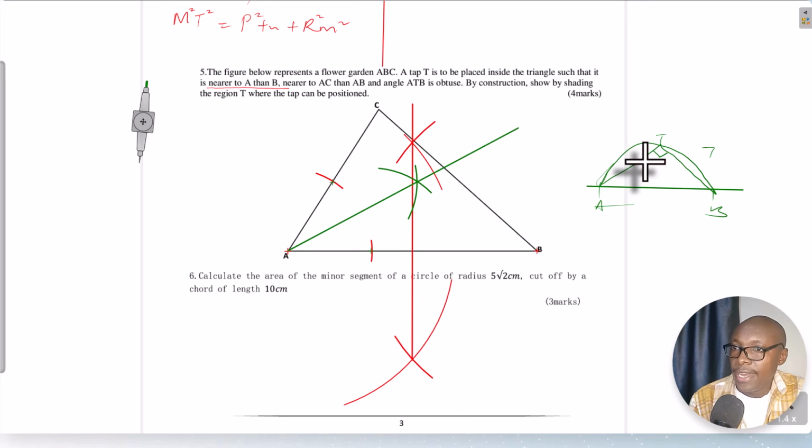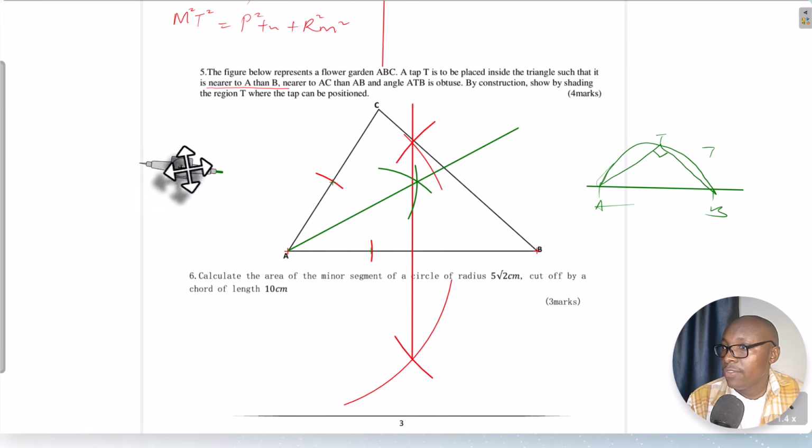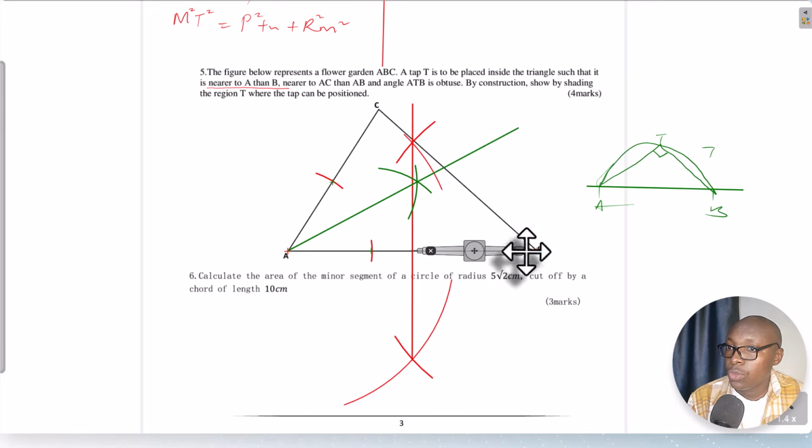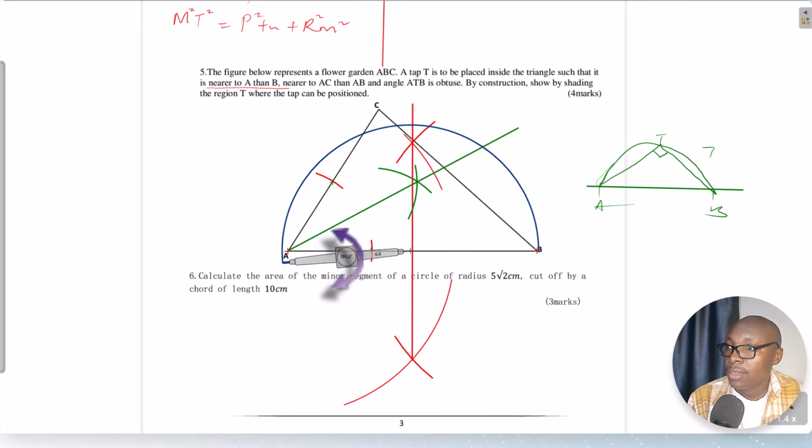So we shall use AB as the diameter and construct a circle. To do that, of course, we need to bisect AB to get the center, which we already have. So we did that, and the center is here. Standing at that center, we simply need to draw a circle like that.